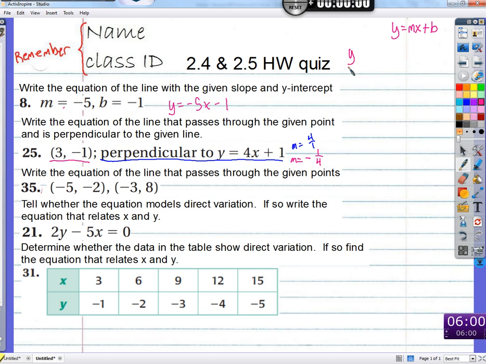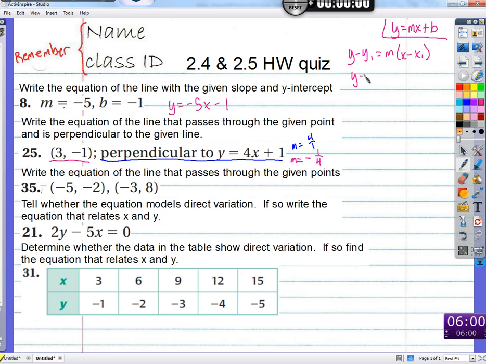Nice. So Missy's using the point slope form because we have a point and we have a slope. And the point slope form, it's not this, right? It's y minus y1 equals m times x minus x1 in parentheses. So the y1 and the x1 are from a point. We leave this y and this x as the variables.